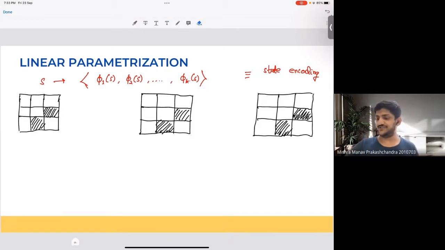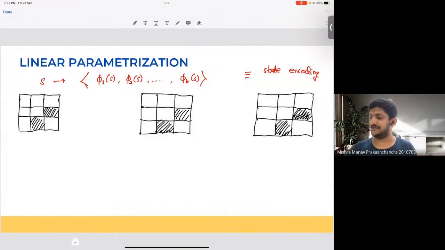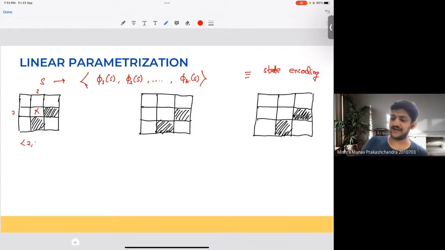Just to give you an intuition what this encoding is, let's say I have a grid world example. Let's say my agent is here. One way of encoding this is the agent's current position in the state, right? So let's say the agent is in row 2 and column 2. My encoding is the row data and the column data. This is one possible encoding representation.